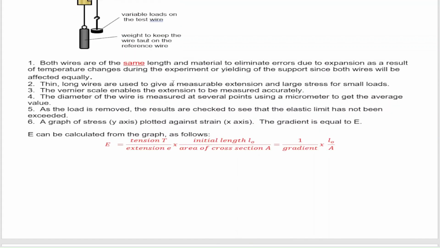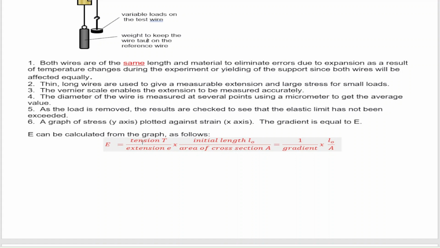Thin long wires are used to give a measurable extension and large stress for small loads. The diameter of the wire is measured at several points using a micrometer to get the average value. Suppose we need the diameter, mind you, because we've got an area there. So area is equal to pi d squared over 4. As the load is removed, the results are checked to see if we have not exceeded the elastic limit. Then we plot a graph of stress versus strain: stress on the y-axis, strain on the x-axis. The gradient will be equal to the Young modulus.